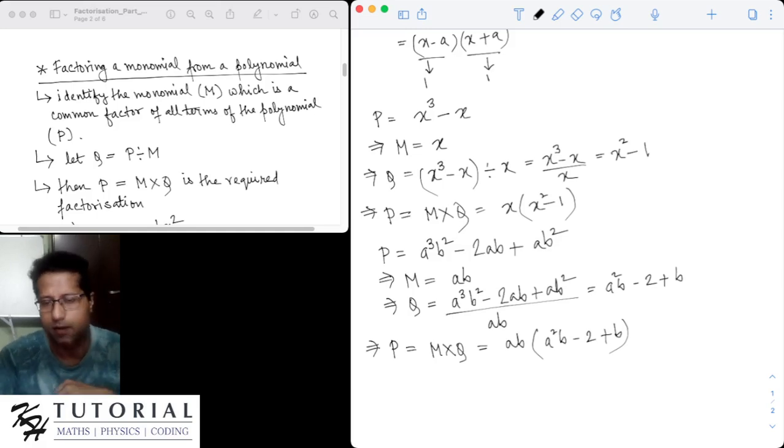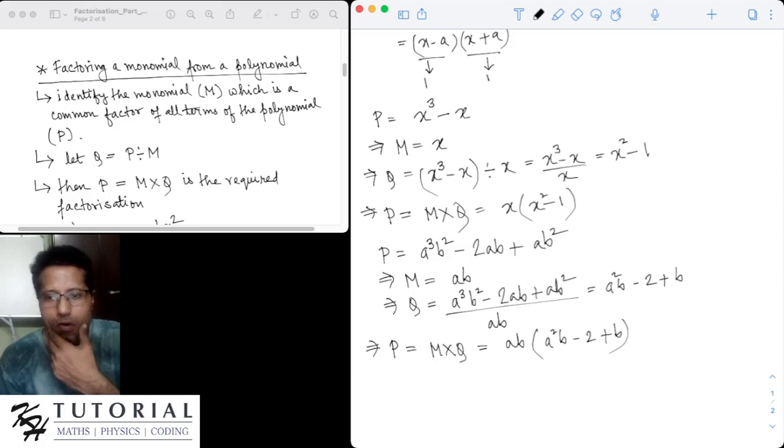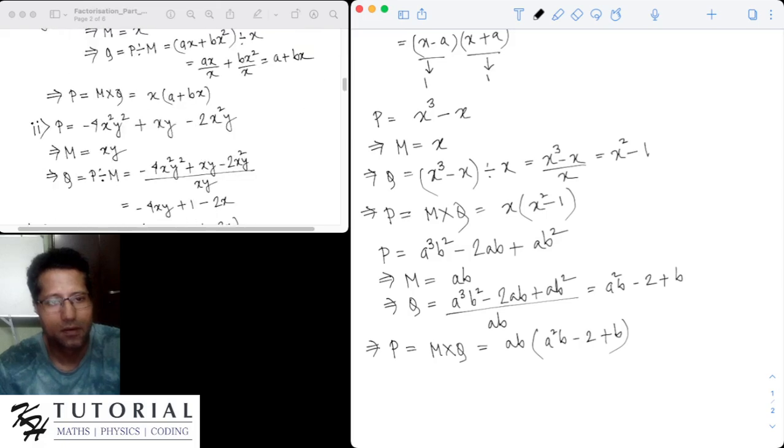So when you factor a monomial from a polynomial, you always get a product of two algebraic expressions. Okay, I hope you got the basic idea of factoring a monomial from a polynomial. Let's move forward. Let's see what we have next.